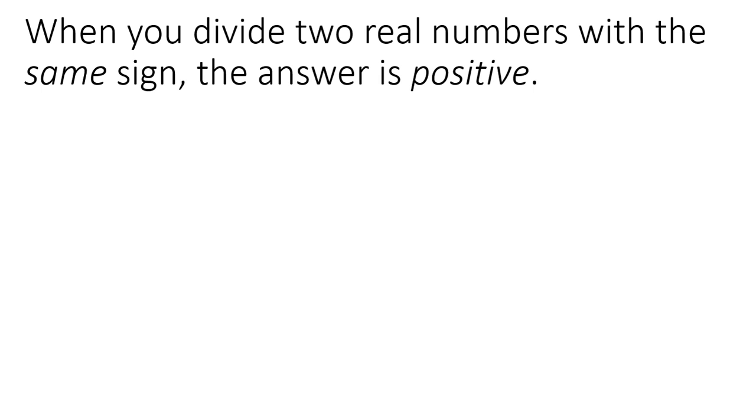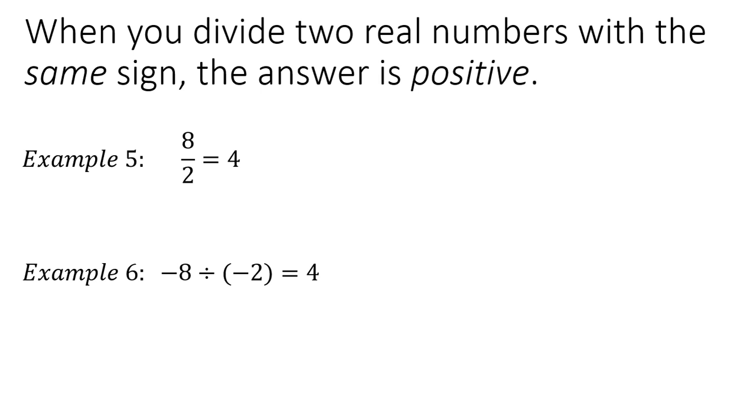The properties for division are going to be the same as with multiplication. So when you divide two real numbers with the same sign, the answer is positive. So example 5, we did 8 divided by 2. Those are both positive numbers, so the answer is going to be positive. So 8 divided by 2 is equal to positive 4. And example 6, we're dividing two negative numbers, so the answer is going to be positive. So negative 8 divided by negative 2 will equal positive 4.